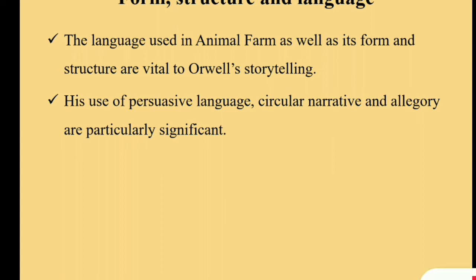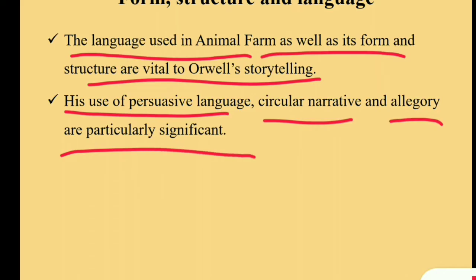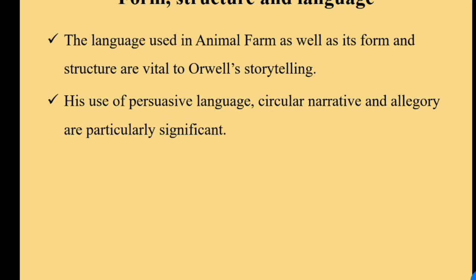Till now we have discussed all the characters in the story. Now we will discuss the form, structure and language of the story. Then we will move ahead. The language used in Animal Farm as well as its form and structure are vital to Orwell's storytelling. His use of persuasive language, circular narrative and allegory are particularly significant. In storytelling, all these qualities have to be woven into the story. That is what Orwell did.